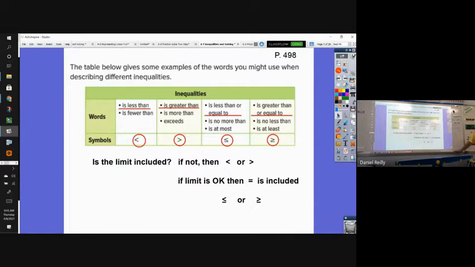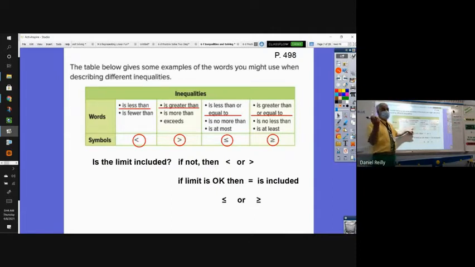All right. It gives you the 4 symbols: less than, greater than, less than or equal to, greater than or equal to. And it tells you what words kind of match that symbol. Less than, fewer than, shorter than. Okay. Anything that wants numbers that are smaller than a limit, then you use the less than symbol. Is greater than, is more than, exceeds. Exceeds means it's more than that number. Okay. They all use a greater than symbol.